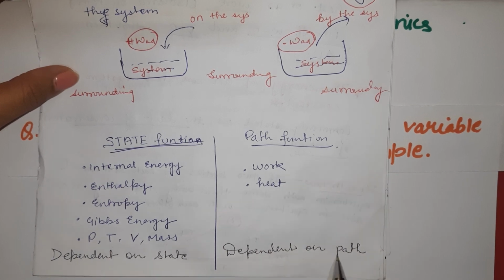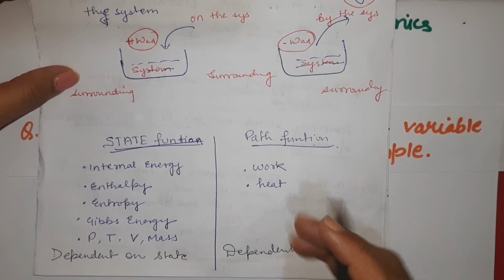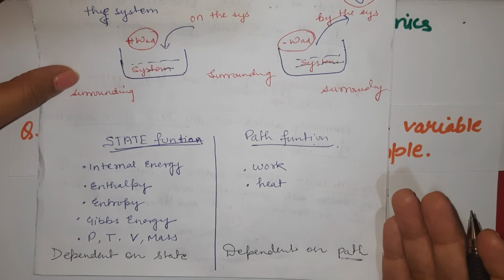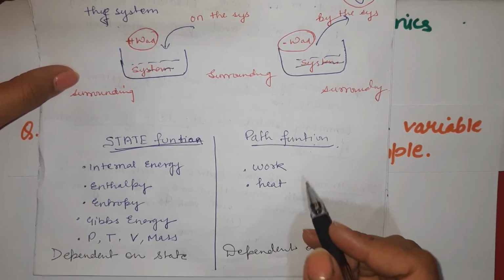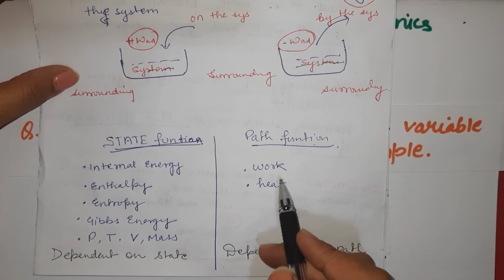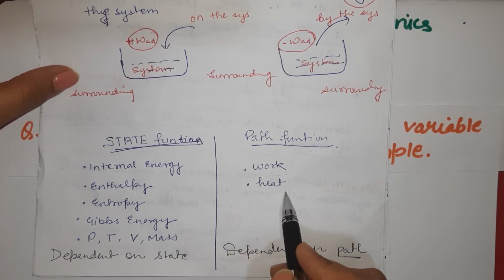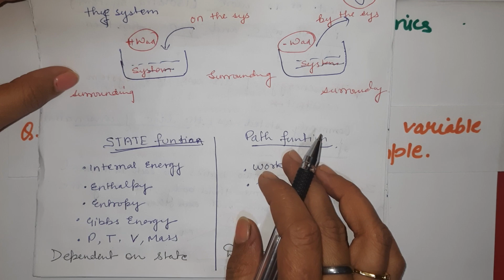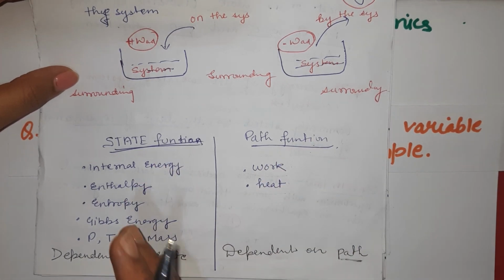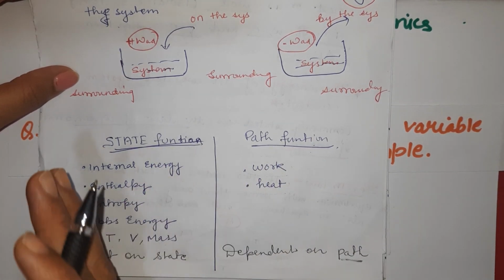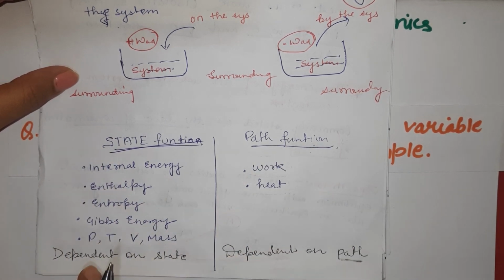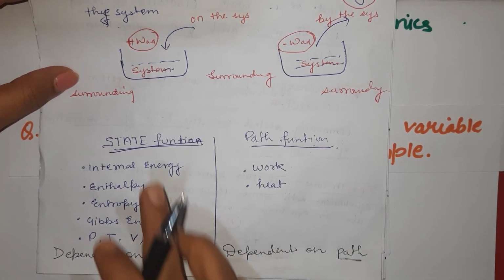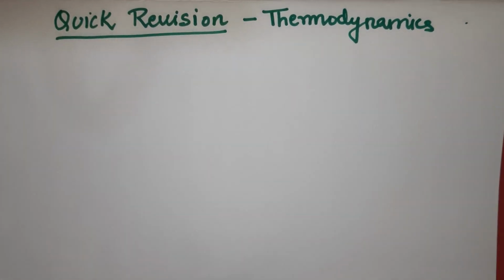Some of the properties are path functions also: work and heat. These depend on the path. It means how you achieve the reaction varies some of the properties like work and heat. So these are path functions, and some properties depend on the state, that is, where we start and where we end only. So they are known as state functions. Let's move on to our next question.